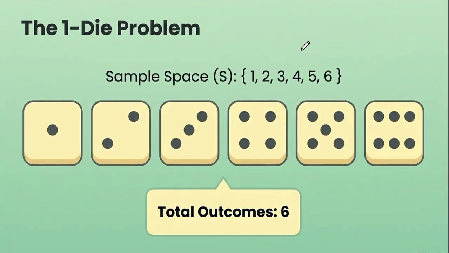So look at the problems for 1 die. If we collect the sample space, the collection of all the outcomes, it is nothing but 1, 2, 3, 4, 5 and 6. So whenever the question is on 1 die, the denominator is always 6 for the probability, and the numerator is whatever we want.